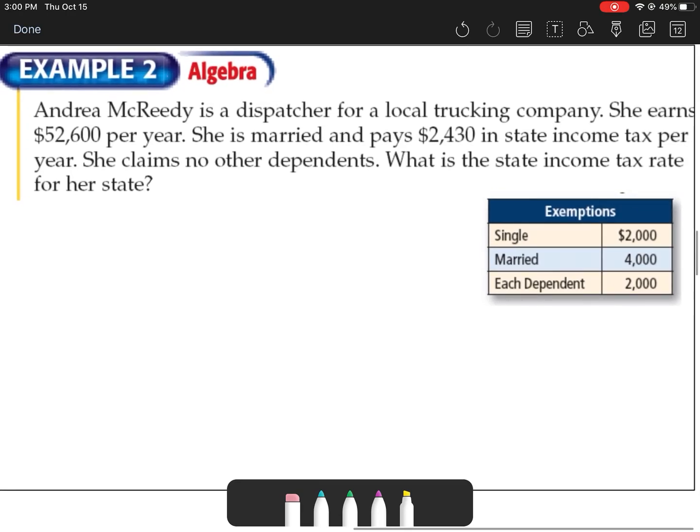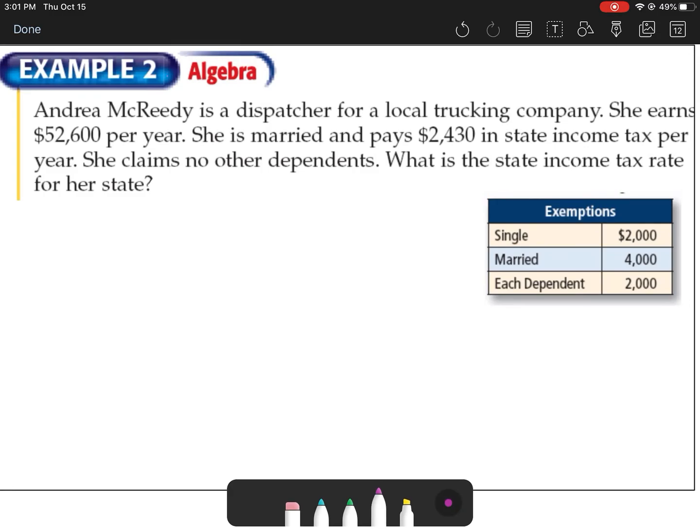Okay, so let's look at this next one. Andrea is a dispatcher for a local trucking company. She earns $52,600 per year. She is married and pays $2,430 in state income tax per year. She claims no other dependents. What is the state income tax rate for her state?